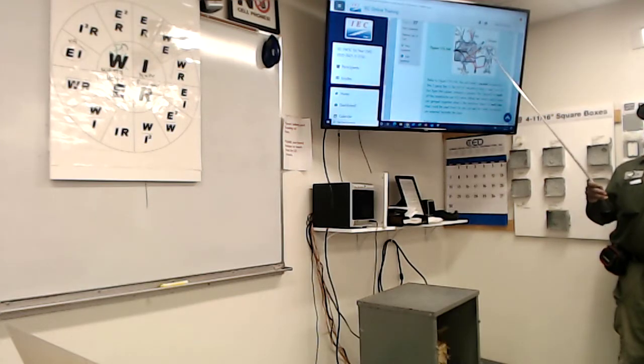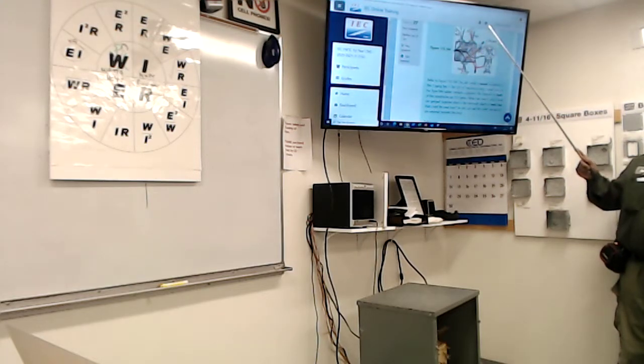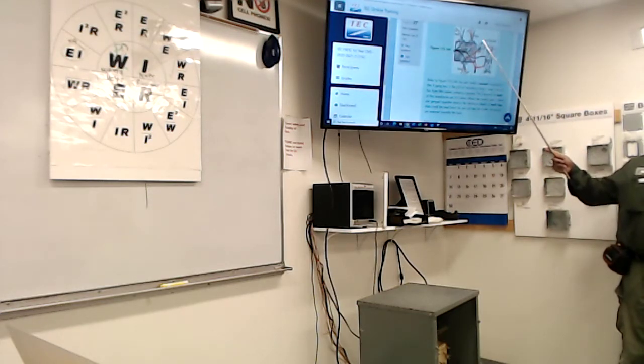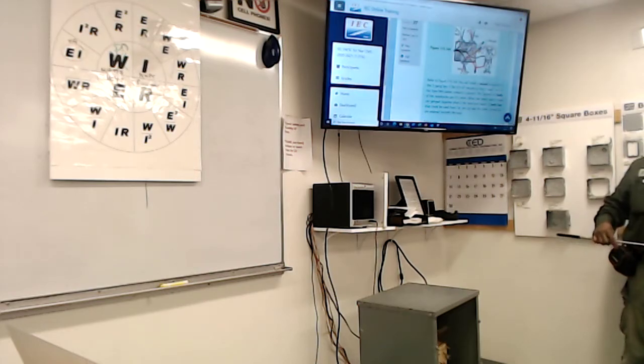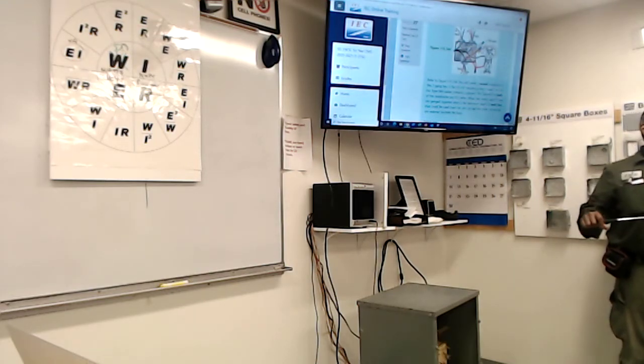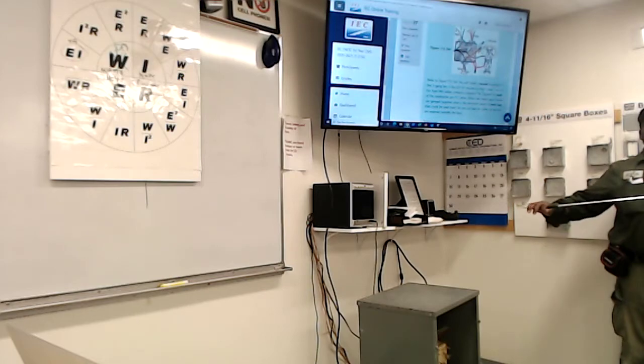Now this one, these 2 plugs, their allowances are going to be based on number 12. These allowances, 1, 2, 3, 4, 5, 6, 7, 8. They're going to be based on number 10, because it's the largest conductor in the box. Yes? Or no?